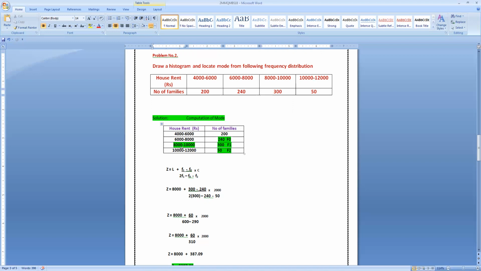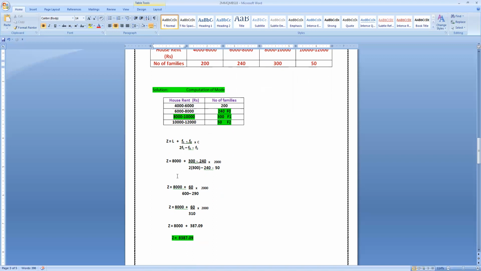Now we have to apply the formula of mode. It is Z equals L plus (f1 minus f0) divided by (2f1 minus f0 minus f2) into c. The values we got have to be substituted in the formula. That is, Z equals lower limit 8,000 plus (f1 is 300 minus f0 is 240) divided by (2 into 300 minus 240 minus 50) into the width of the class interval, which is 2000.